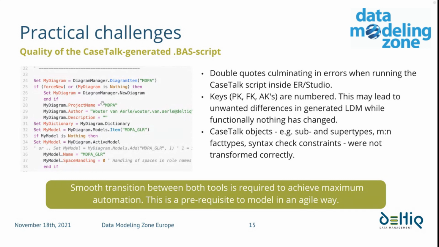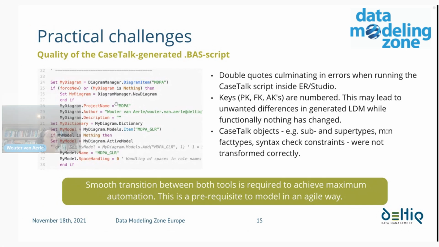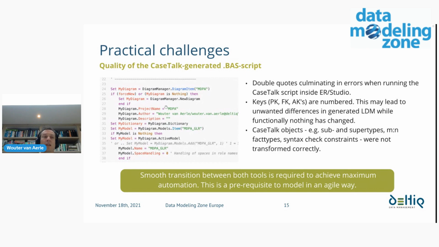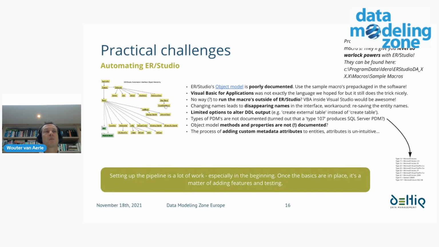Fortunately, the development team of CaseTalk reacts quickly to our support calls. On some occasions, particular errors or bugs were fixed within one day, and we could redeploy a new version of CaseTalk or a patch, and these kinds of drawbacks were solved as well. So that is a first challenge we ran into. Roy will elaborate on some of the challenges we had with automation within ER Studio.